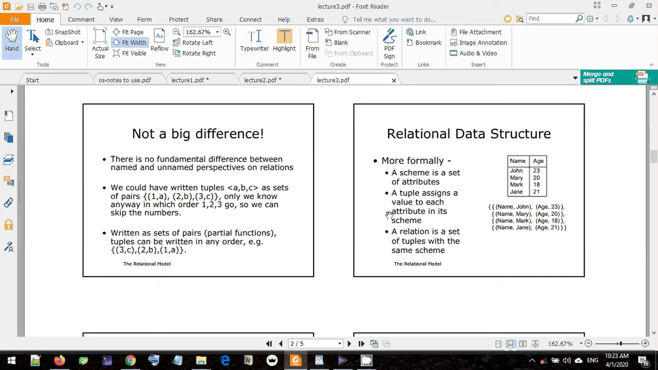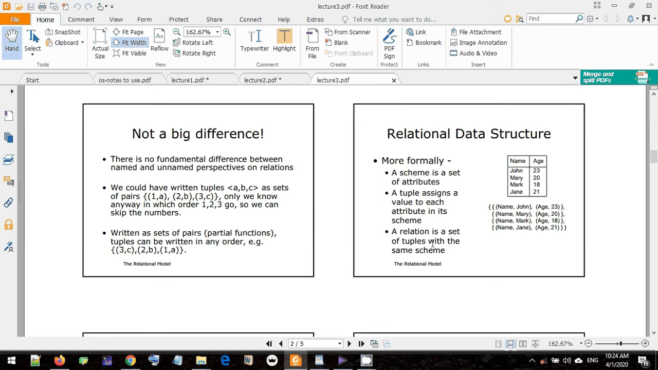More formally, a scheme is a set of attributes. Name it H, that set is the scheme. A tuple assigns a value to each attribute in its scheme. Let's look at the tuple John, 23. John is assigned to name, 23 is assigned to age. The same thing, Mary is assigned to name, 20 is assigned to age.